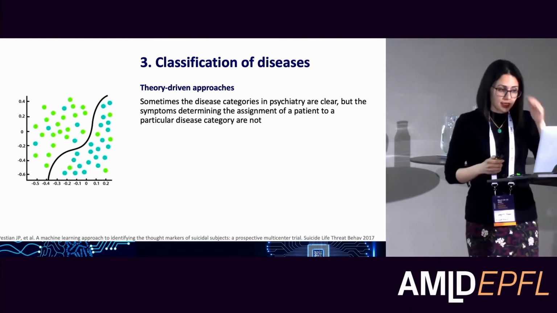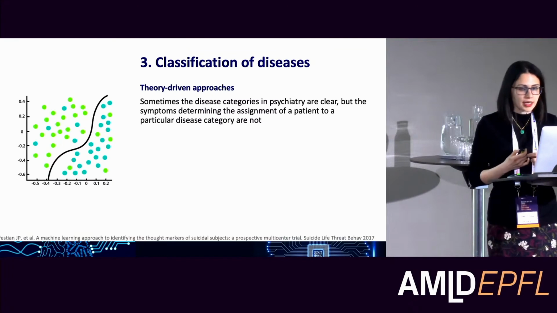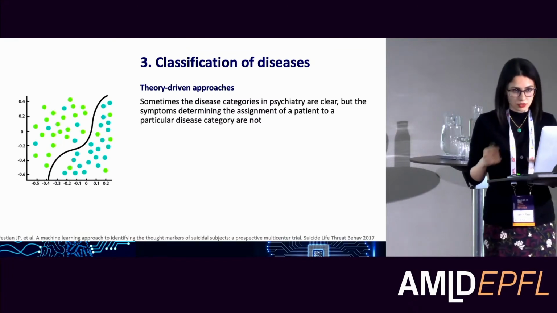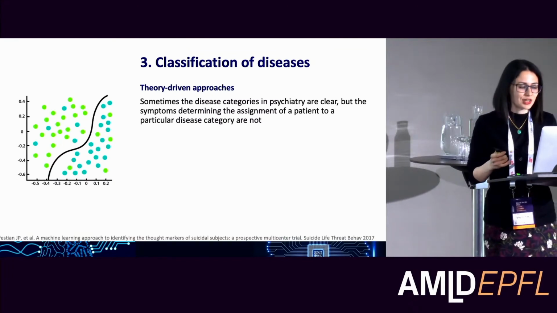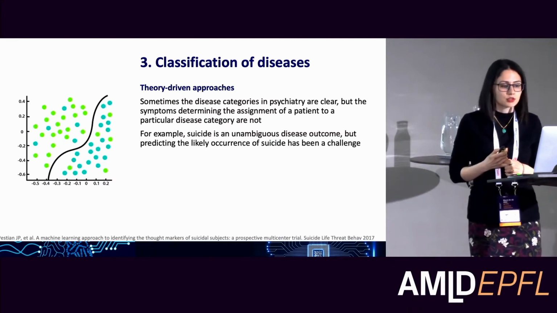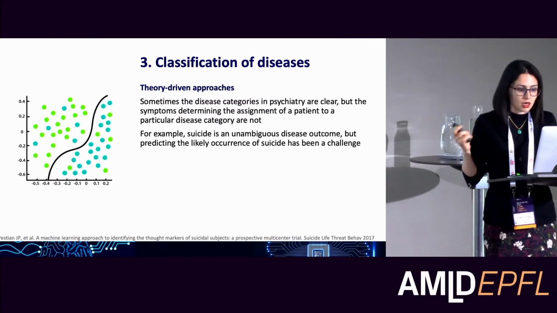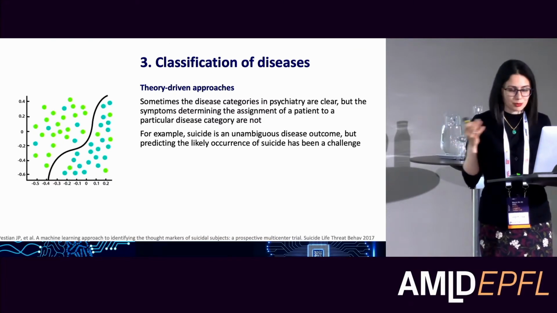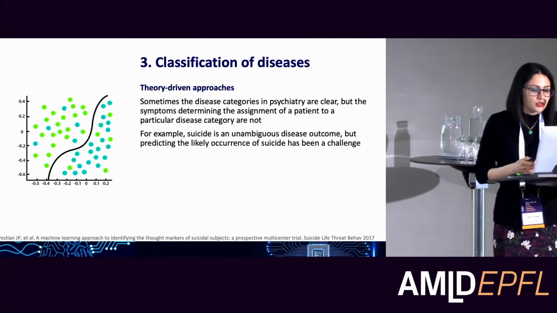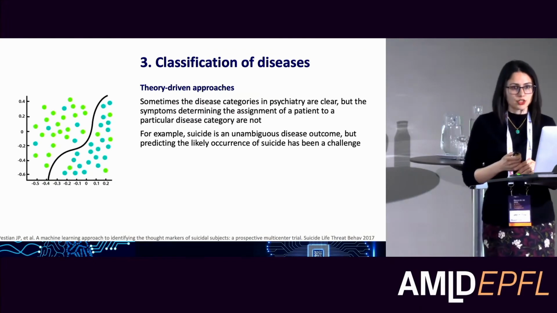So there are two cases. One would be theory-driven approaches. In that case, the outcome of a disease is very clear. This rarely happens in psychiatry, but there is one very clear case, which is acting on suicidal thoughts. Acting on suicidal thoughts is an unambiguous disease outcome. Either a person does it or not. There is no subjectivity there. But prediction of suicide has been a challenge in psychiatry.